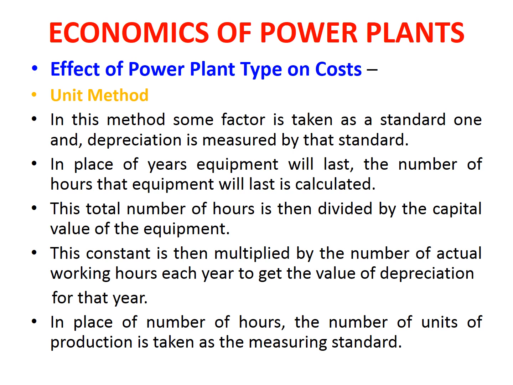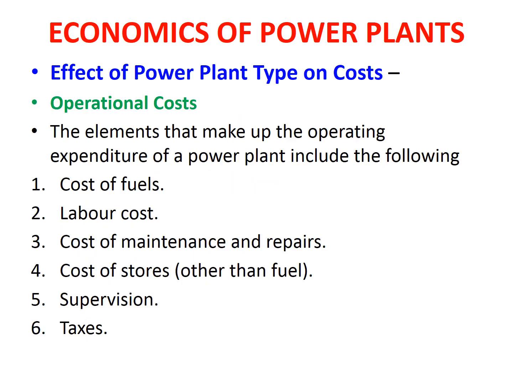This constant is then multiplied by the number of actual working hours each year to get the value of depreciation. So when we multiply this by the actual working hours, again we will get the value of depreciation, and therefore this is taken as a measuring standard. Now next we are going to see the operational costs.